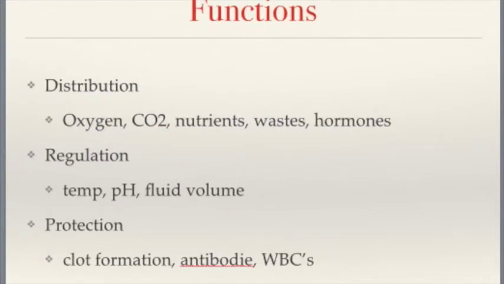Functions of blood. First and foremost, blood acts to distribute things throughout our body. Distributes gases like oxygen and CO2, nutrients picked up in our digestive system, for example, or glucose brought from the liver to the cells of the body, hormones like we learned about last week, released by endocrine glands. Blood is a means to distribute things throughout our body. That's why it's so important that it's fluid. It's a fluid tissue.